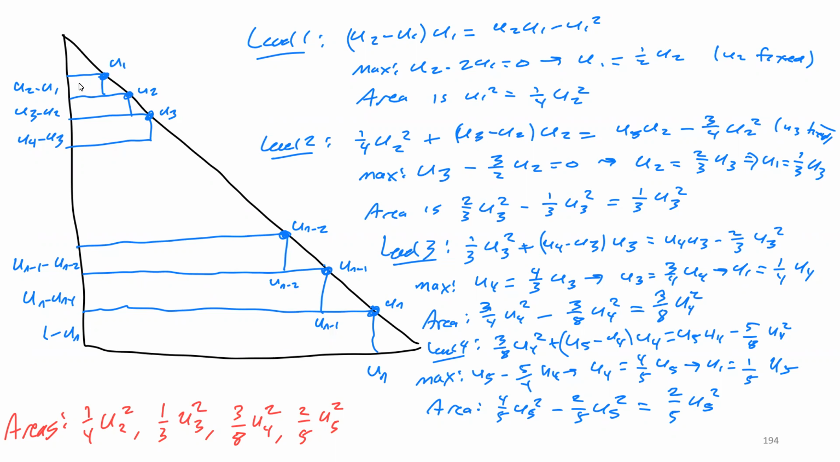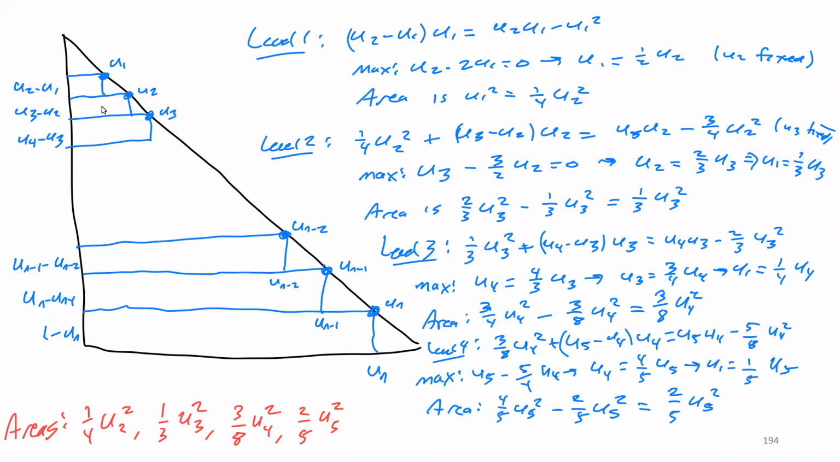In the first level, for the smallest rectangle, we try to figure out what's the maximum area we can get given everything else that's been done. So we have (u_2 minus u_1) times u_1. When we use calculus to find the critical point, we get u_1 is 1/2 u_2. Again, u_2 and everything else is fixed. So the area of this rectangle is u_1 squared, which is 1/4 u_2 squared. And that's why down here, the first area is 1/4 u_2 squared.